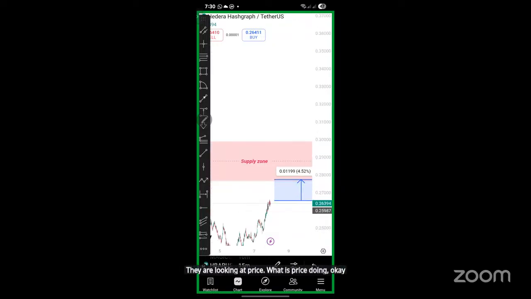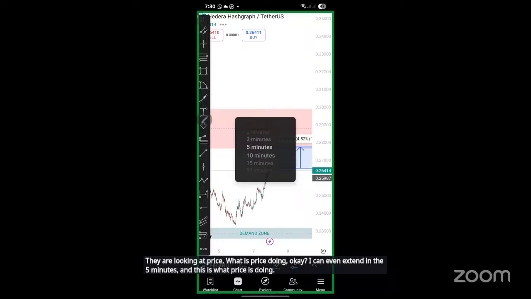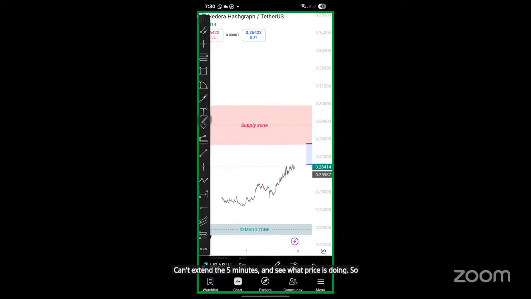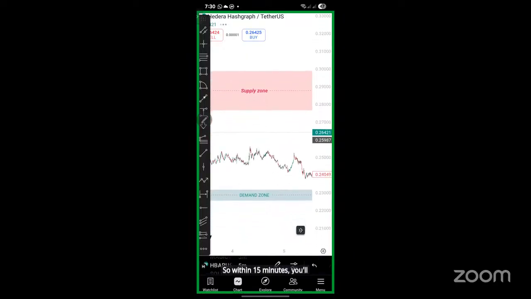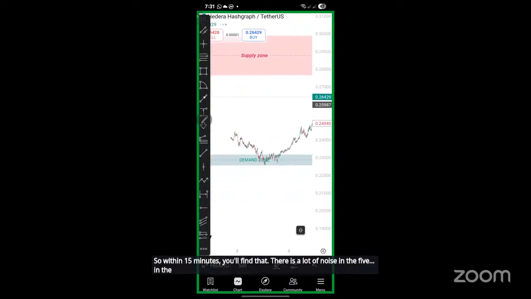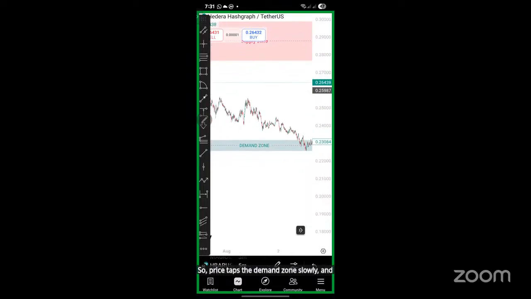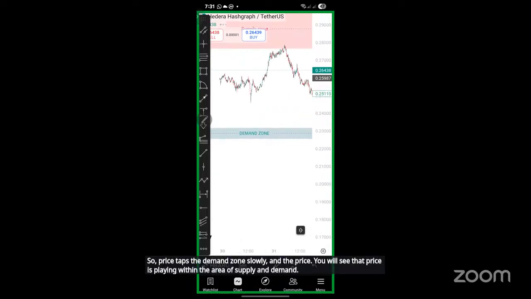I can even extend to the 5 minutes and see what price is doing. So this is what price is doing in the 15 minutes. Within the 15 minutes, you find that there is a lot of noise in the 5 minutes. So price taps the demand zone slowly, and you will see that price is playing within the area of supply and demand, within the middle of supply and demand.